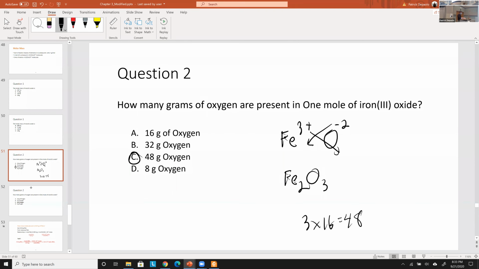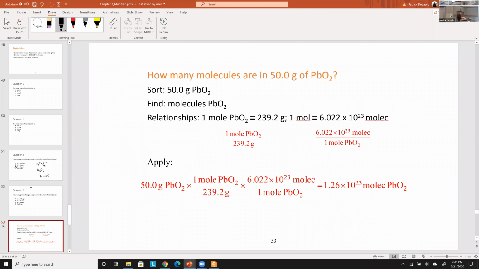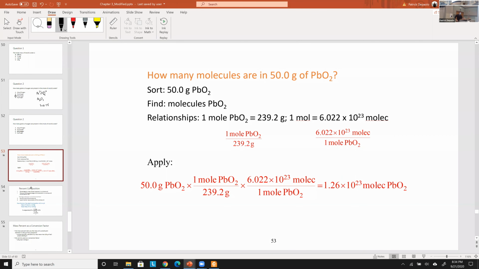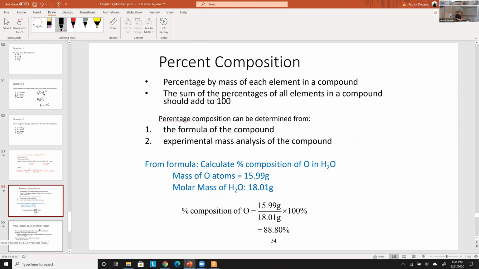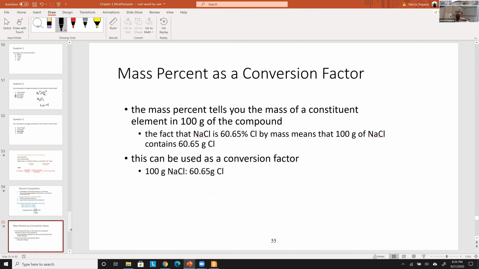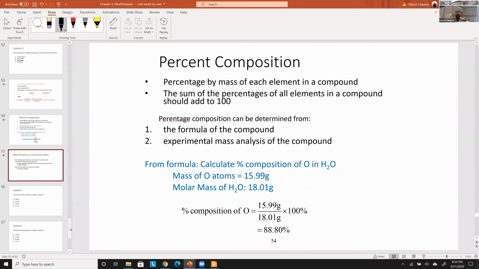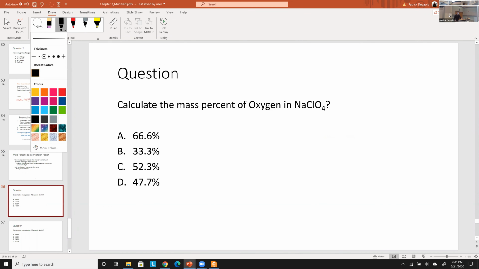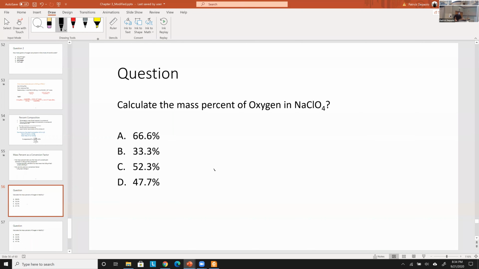Okay. And then the last thing is, we went over these stoichiometric things, like how many molecules are in 50 grams of PbO2. Basically, you find the moles, and then you find the molecules from there. You're using Avogadro's number. We did that, right? Yeah? Okay, cool. I'll have to go over that again. And then mass percent. We'll do some very similar to what we just did with the iron 3 oxide, but we'll do a quick example.